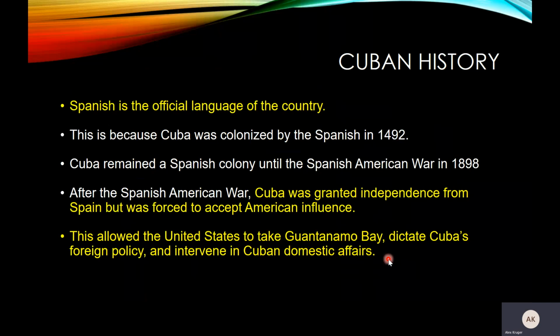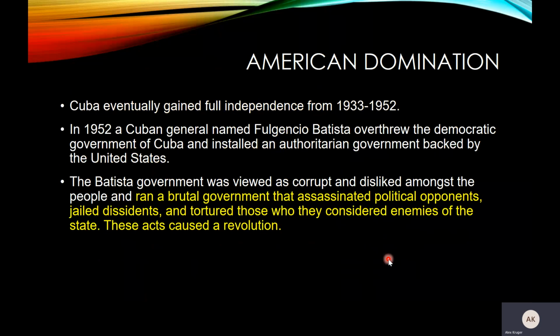We were also allowed to dictate Cuba's foreign policy. They couldn't do anything we didn't want them to do with other countries, and we could intervene in their domestic affairs as well. So if we didn't like the way Cuba was being run, we could go in there and change it too. Eventually, they gained full independence. So from 1933 to 1952, they were completely independent. They were just their own country, no American influence.